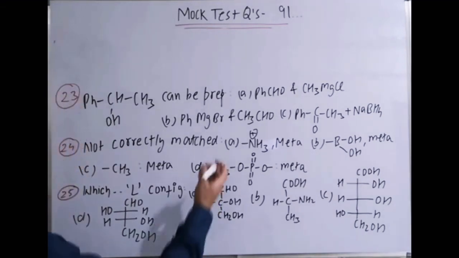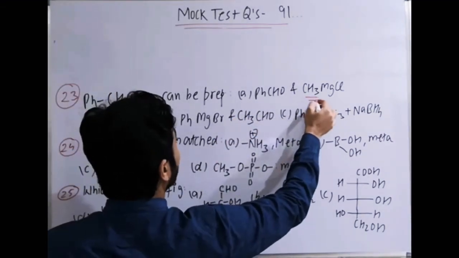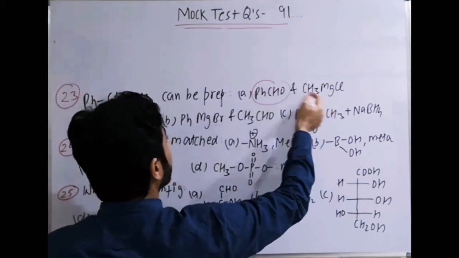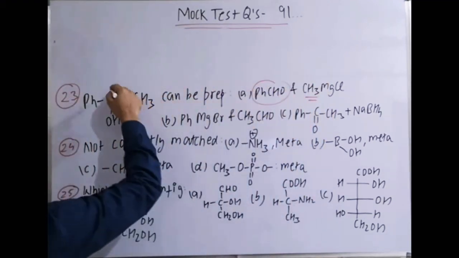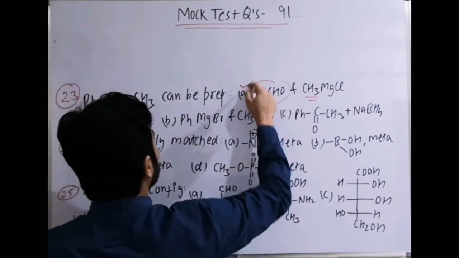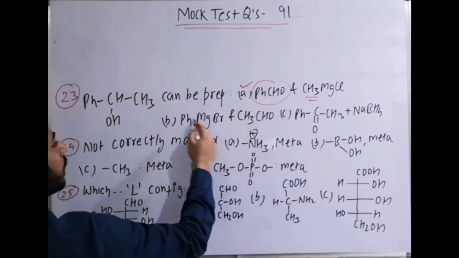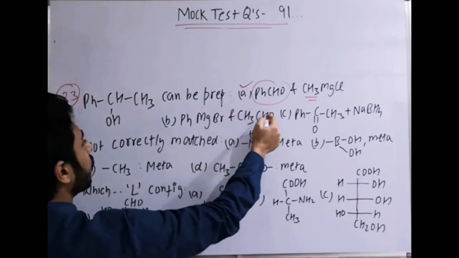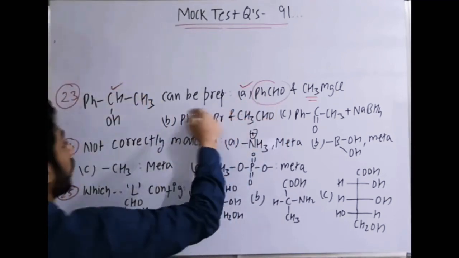So here you can see PhCHO with Grignard. We know aldehyde RCHO or PhCHO with Grignard will give a secondary alcohol. So that means it is formed. Second one, PhMgR, again Ph minus will add over here. CH3CHO will give Ph CH(OH) Ph. So here it is possible.